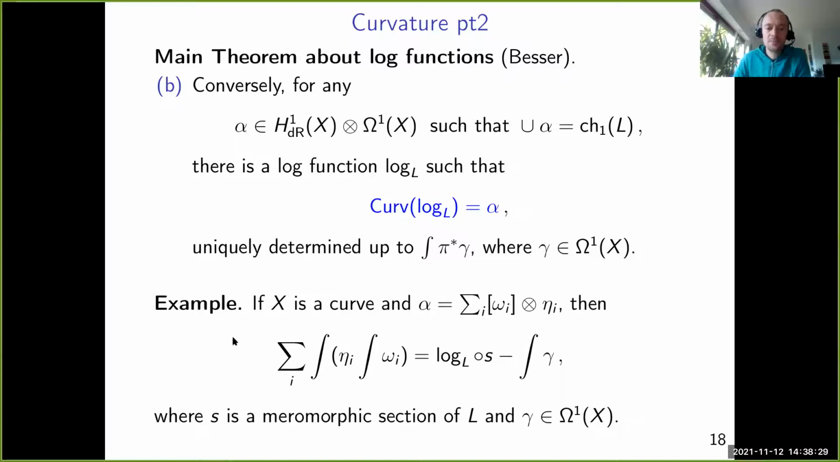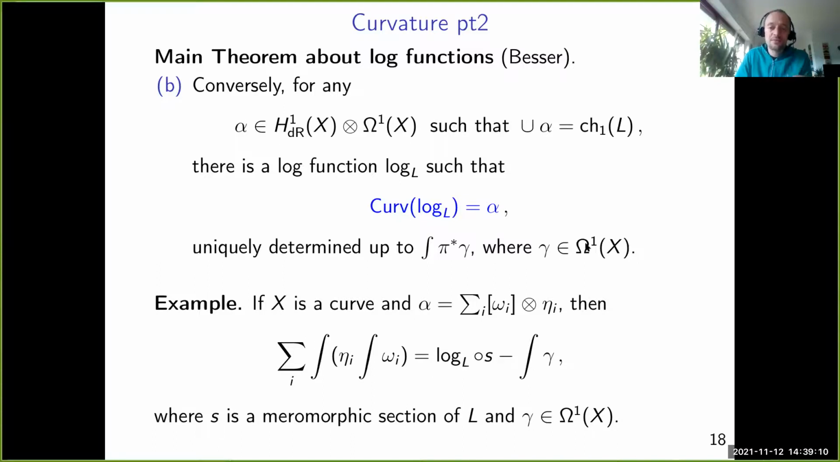So here's a quick example. If you have a curve, and alpha is a curvature form in H1 tensor omega 1, so it can be written like so, then the iterated integral, or the sum of the iterated integrals of the eta i's and omega i's, already gives you a log function. Yeah, so the left-hand side is something that lives on x. Now the right-hand side, or at least this part here, lives on L. Sorry, log L lives on L. So the left-hand side is equal to log L composed with a section s, where s is some meromorphic section here. Yeah, so this here makes sense.